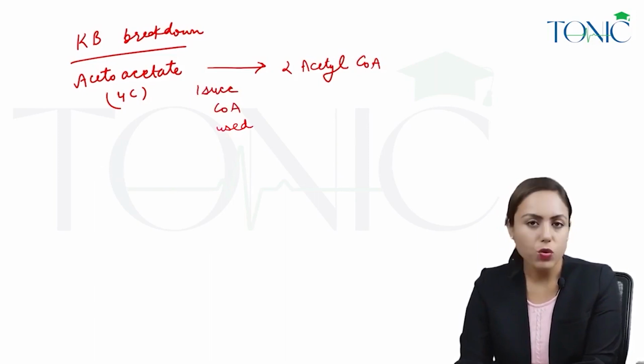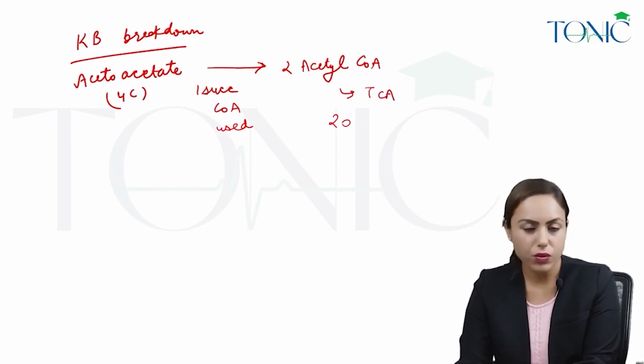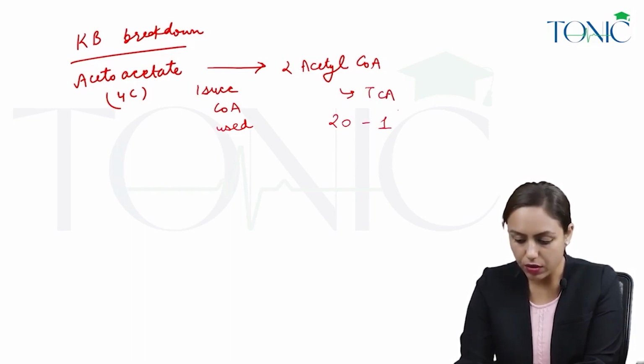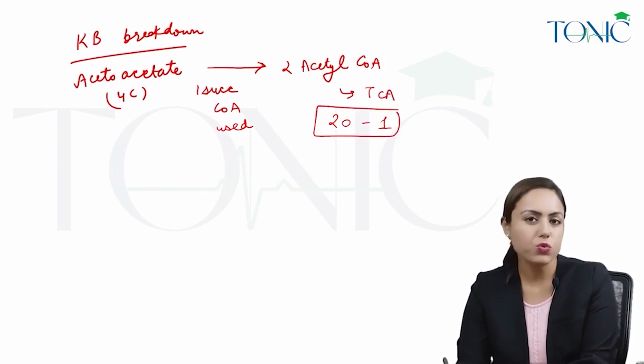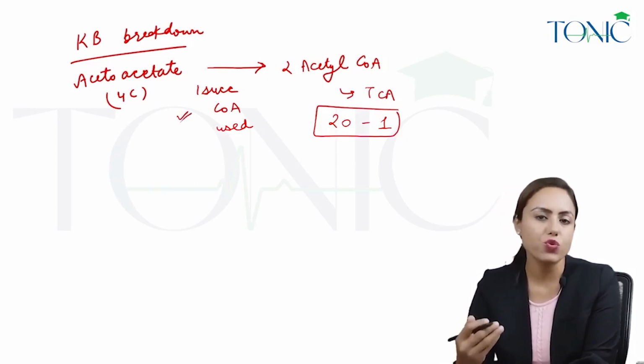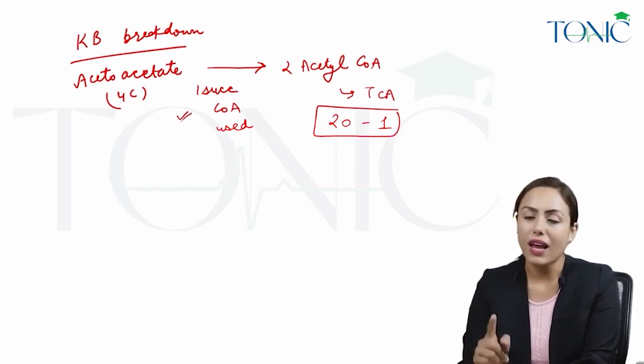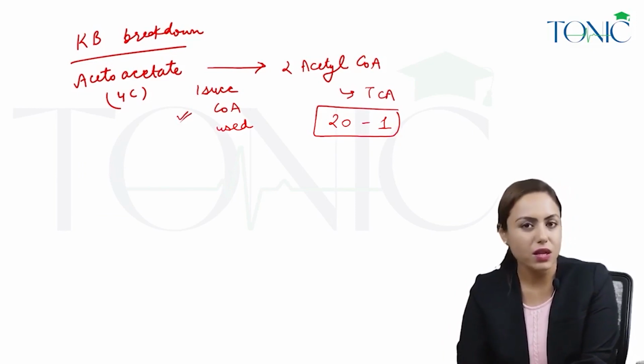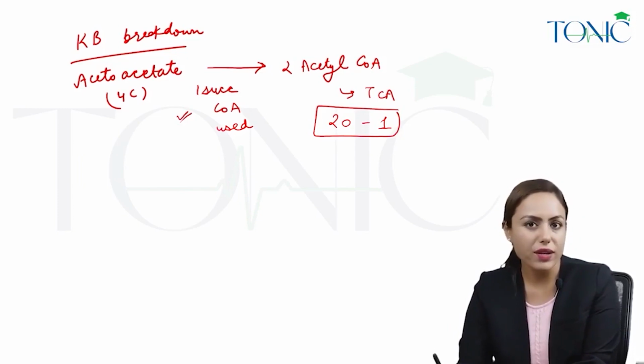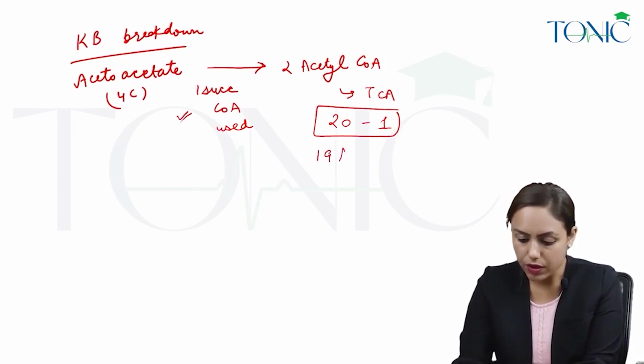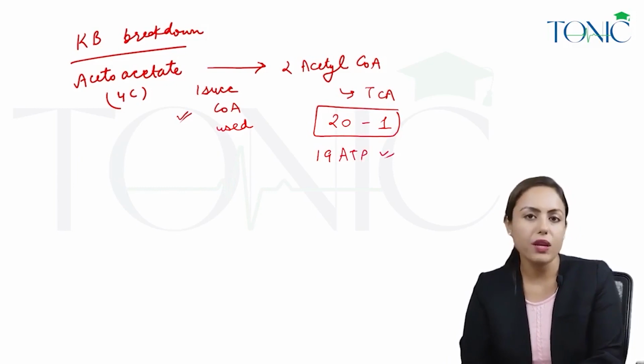Now, 2 acetyl-CoA will enter the TCA cycle to give how many ATPs? 20 ATPs. Okay, but we will subtract 1 here, 20 minus 1. Why are we subtracting 1? Because one succinyl-CoA is used, and usually succinyl-CoA is involved in the TCA cycle for giving 1 ATP at the substrate level phosphorylation step. So that will not be done now because one succinyl-CoA is used. That's why I'm subtracting 1 here. So 20 minus 1, that is 19 ATPs, are obtained from the breakdown of the ketone body acetoacetate, right?